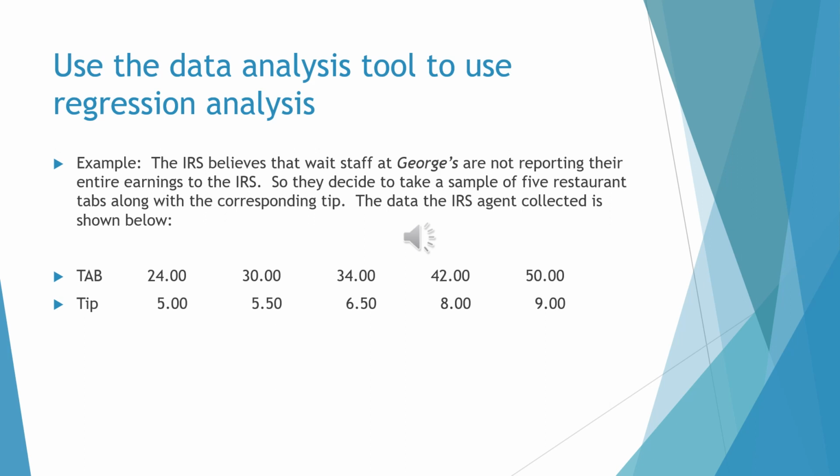Based on this data, we're going to see if we can come up with a model for the IRS. The first thing you have to do is say, what is my dependent variable? What's my y? And what's my x? In this case, the IRS is trying to predict the tip. So that would be the y, the dependent variable. And what are they trying to predict it from? They're trying to predict it from the tab. So that would be my x.